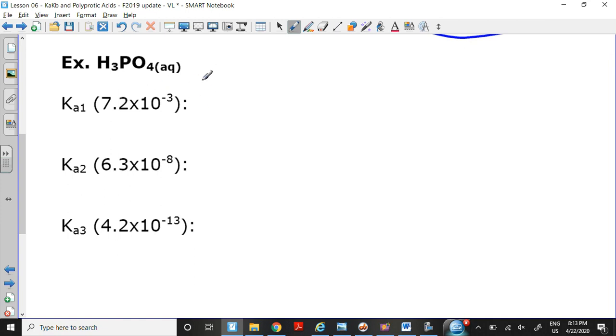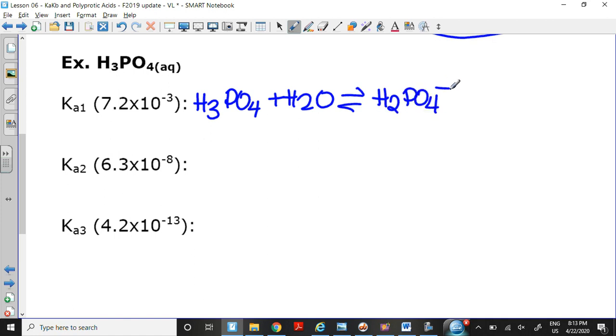So, the first equation here, we start off with the acid molecule. For simplicity, I'm going to leave out the states here. It's going to interact with water, and we're going to pull off 1 hydrogen at a time. So we go from H3PO4 to H2PO4 negative, the dihydrogen phosphate ion, and we get hydronium. That hydrogen that's lost goes to the water. The Ka value associated with this first ionization is 7.2 times 10 to the negative 3.